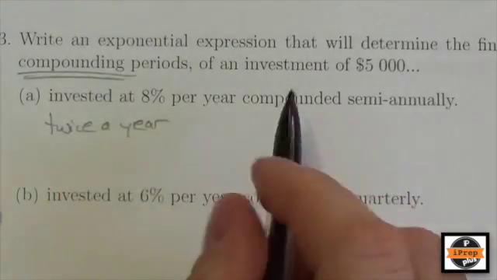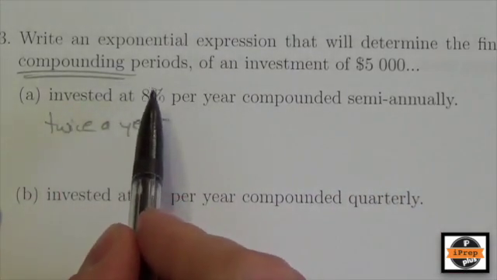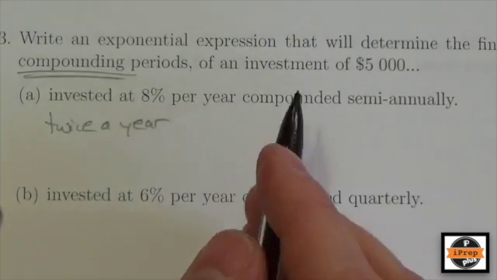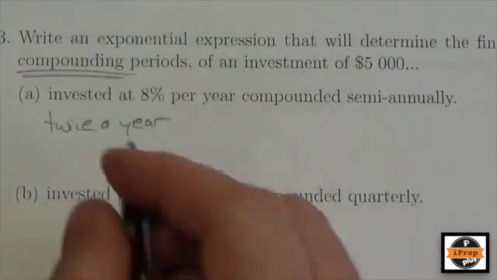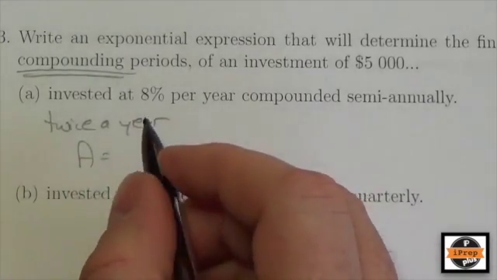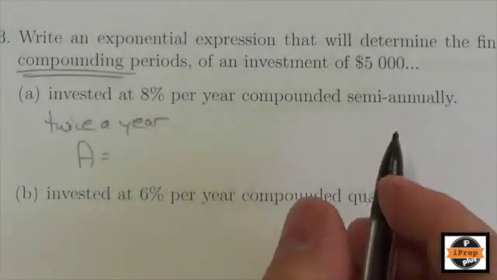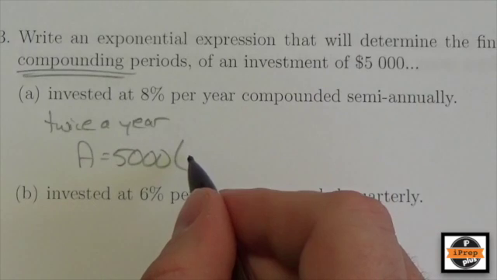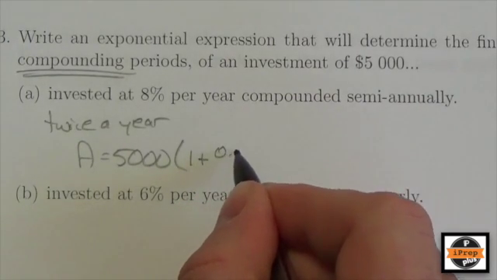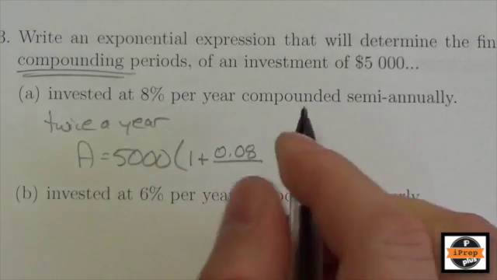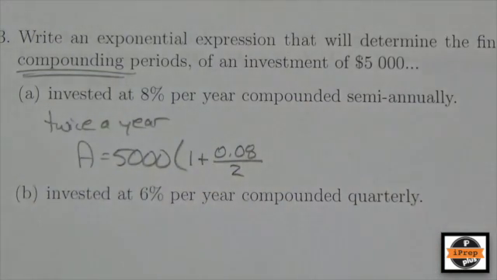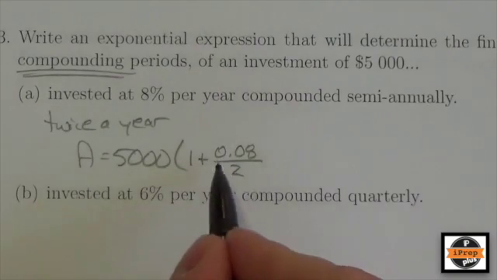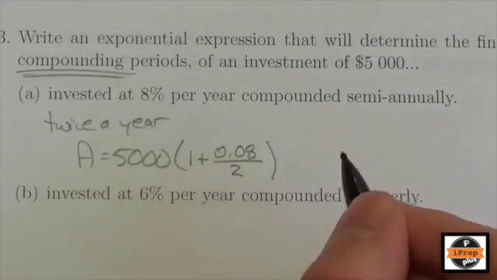Twice a year. Now, the interest rate that we're getting is per year, so we have to adjust this a little bit. Our accumulated amount is going to be, what was our initial investment? Our initial investment was $5,000. So our accumulated amount is going to be 5,000 times 1 plus, well, it's not 8%. That 8% represents an interest rate per year, but we're compounding it twice a year, so basically every 6 months. So you're actually only going to get 4% during those compounding periods.